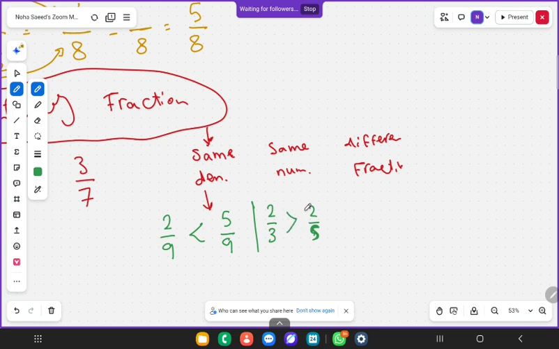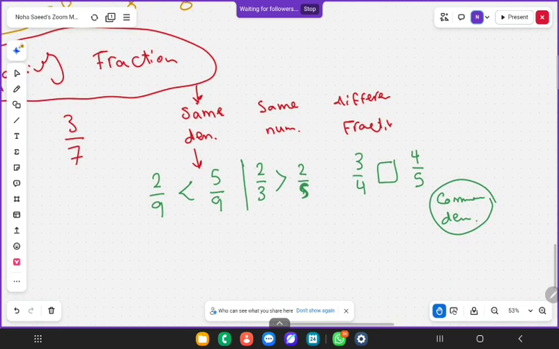So here, if I have the same numerator, I will look at the denominator. The denominator is less, making the fraction less. Okay? What about different fractions? If I have 3 over 4 and I need to compare it with 4 over 5, now I have to get a common numerator or denominator. Okay, I have to get the common denominator here. Can I make the common numerator? Yes, I can, but it's not very easy. So start to make a common denominator.